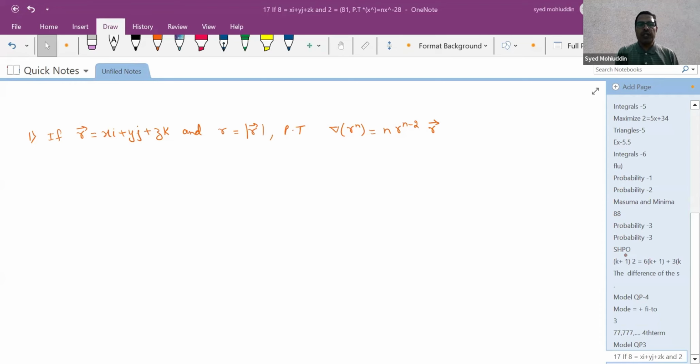Let's get started. The question is: if vector r is equal to xi plus yj plus zk and r is equal to the modulus of vector r, prove that del r to the power of n is equal to n r to the power of n minus 2 into vector r. What is given over here?